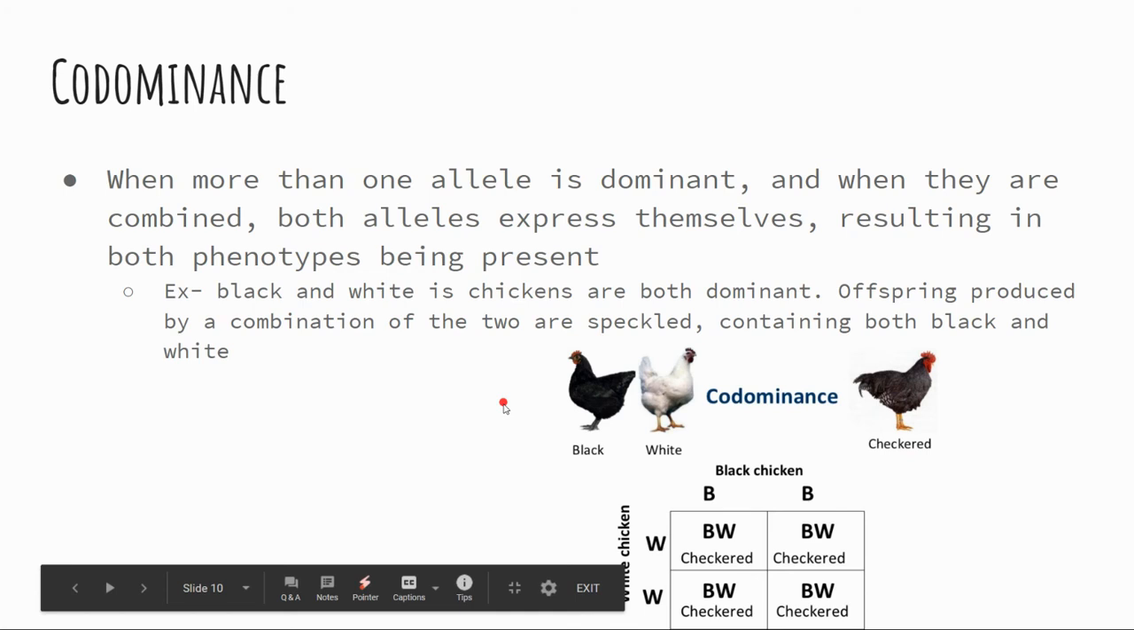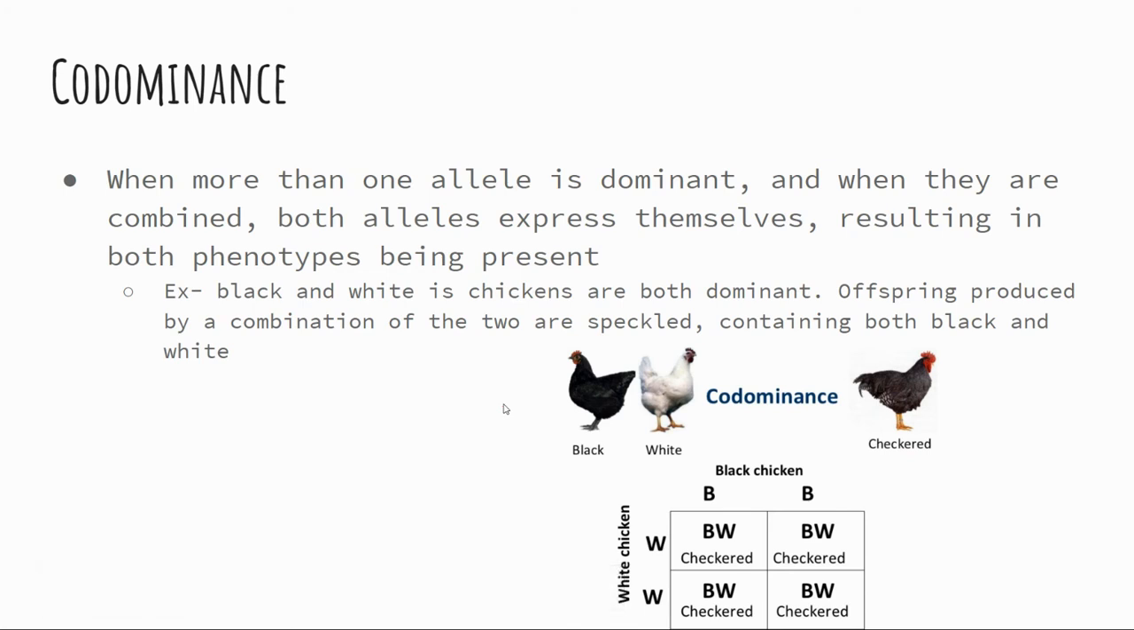Then you have codominance, which is when more than one allele is dominant and they are combined and both alleles are expressed, resulting in both phenotypes being present. So if we look at chickens, black chickens and white chickens are both homozygous dominant, and when they are crossed, you're going to get a checkered chicken. Okay, you'll get a chicken that's got both white and black on its feathers.